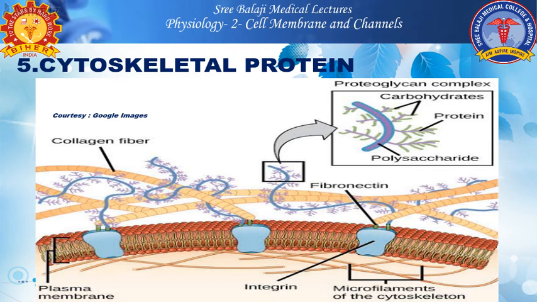So what are the cytoskeletal proteins going to do? They are going to maintain the shape of the cell membrane or the shape of the cell, and then they are going to help in migration of the cell from one place to the other. Apart from that, it is also going to provide mechanical resistance to any deformity that is given to the cell. So this is the function done by the cytoskeletal protein.